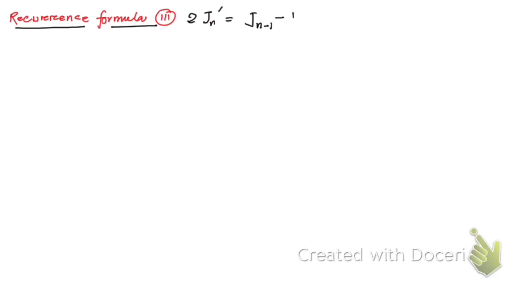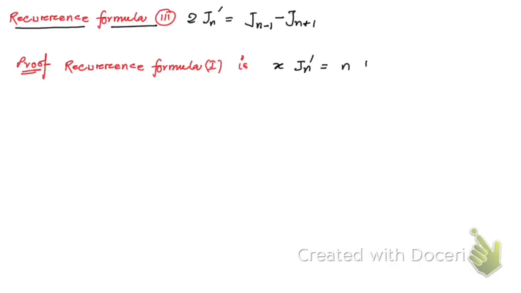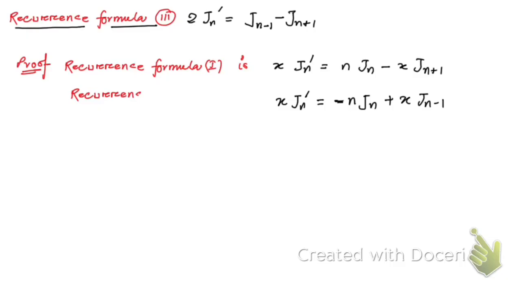So this is the recurrence formula number 3. Okay, so first let me take the recurrence formula number 1. So what was the formula? Let me write the first formula. This was the first formula. Okay, and the recurrence formula number 2, this was the second recurrence formula. Okay, this is recurrence formula number 2.